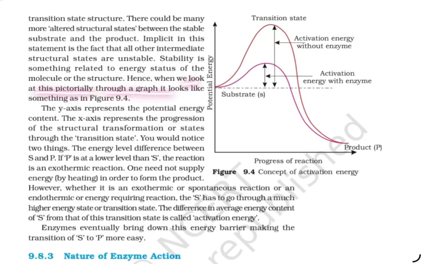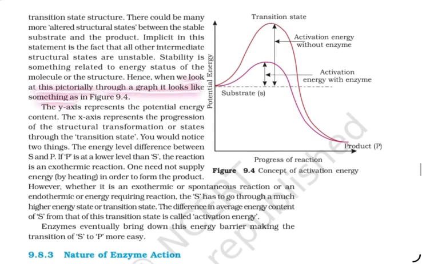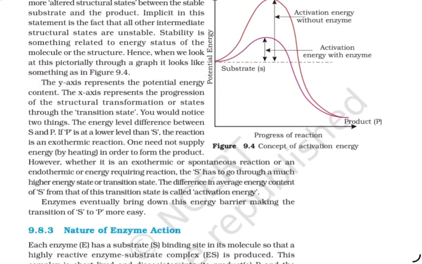pictorially through a graph. It looks something like figure 9.4. The y-axis represents potential energy, and the x-axis represents the progression of structural transformation through the transition state. You notice that the energy level differs between the P and S. There is a difference in the energy levels of P and S.